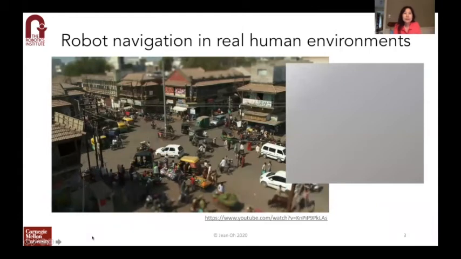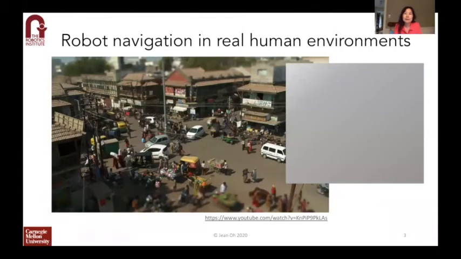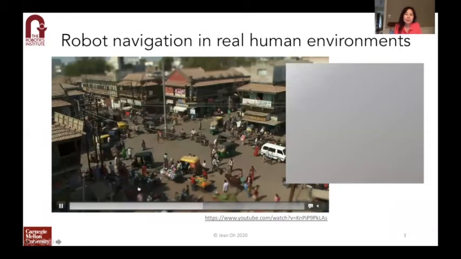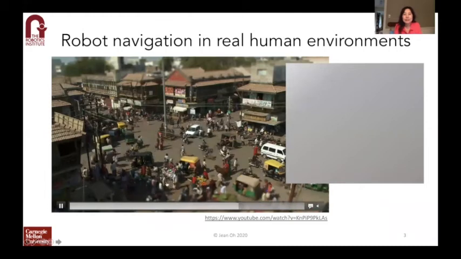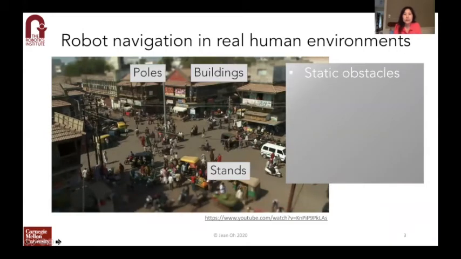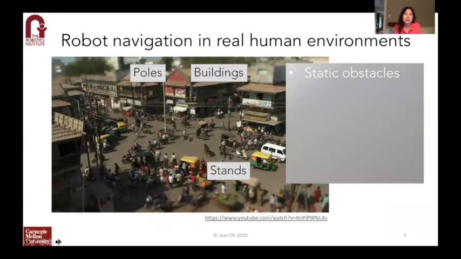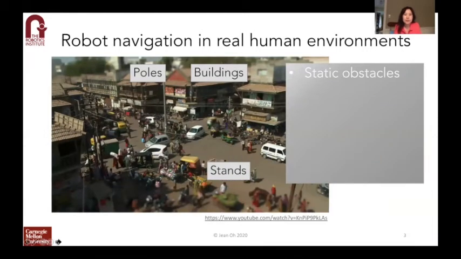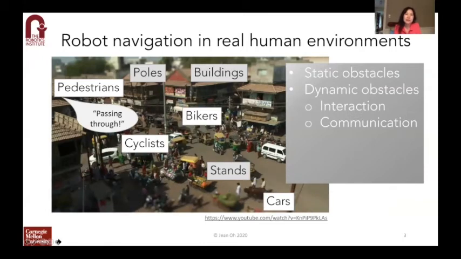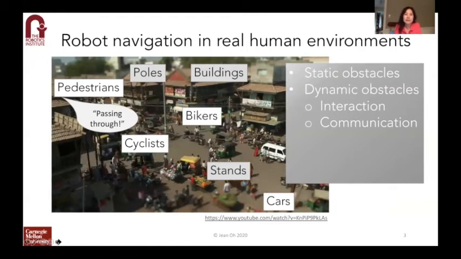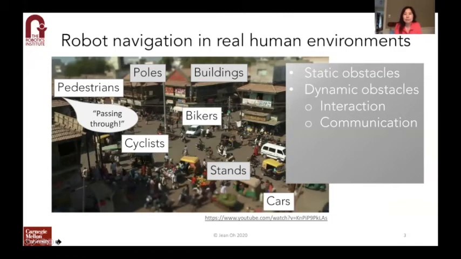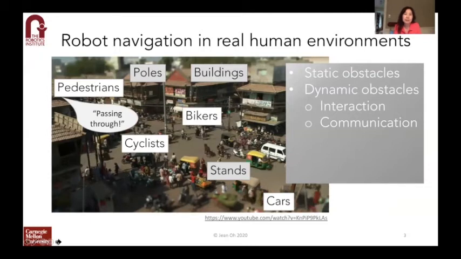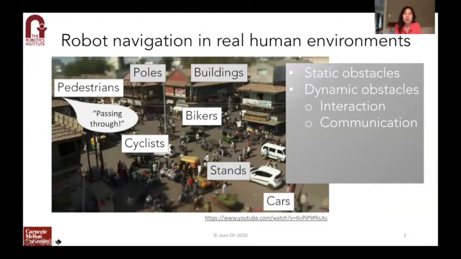The ultimate goal here is to develop robot navigation algorithms that will work in a real human environment, such as this one. As you can see, this is a very challenging problem. There are lots of static obstacles, such as buildings, poles, and so on. And there are also dynamic obstacles that are moving, including pedestrians, bikers, and cyclists. Some of these dynamic obstacles are interactive, so we can engage in a conversation or negotiation.